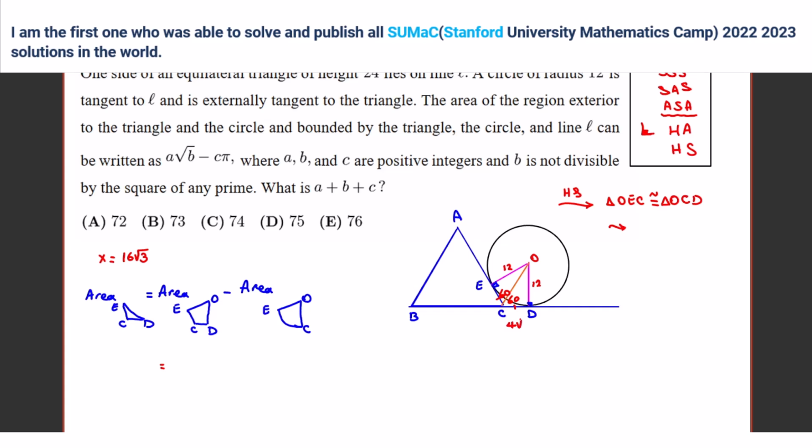Let me check. 4 root 3. Then this one will be 8 root 3. Then root 3 over 2 will be 24 over 2. Yes. Okay, so 12 times that is 48 root 3, right? We shouldn't divide it by 2 because we have two triangles, right? Mm-hmm. Minus, this angle is 60, so 1/6 of pi times 12 squared, 1/4. So 48 root 3 plus 24 pi, minus 24 pi, right? Mm-hmm. Okay, so the answer is 48 plus 3, which is 51, plus 24, which is 75, right? Yes. Okay, good job.